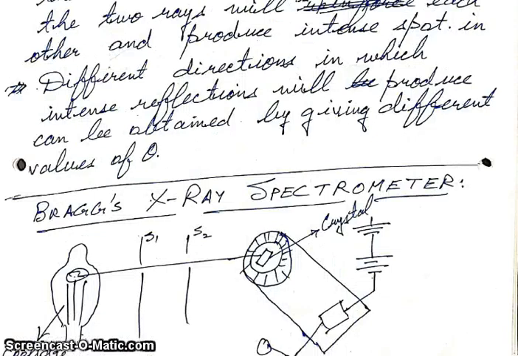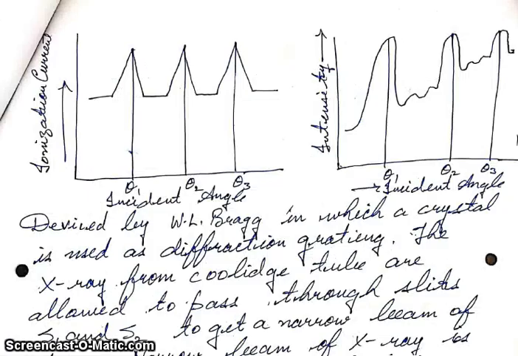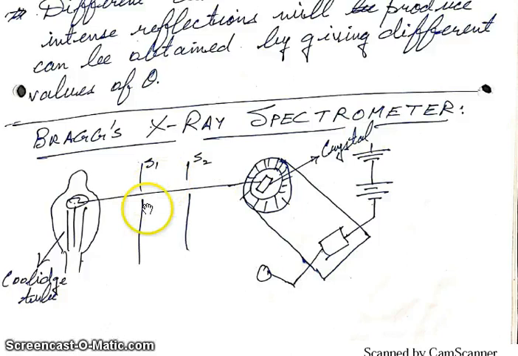Now we will continue with Bragg's X-ray spectrometer. Again we consider a Coolidge tube where X-rays are produced. These X-rays are passed through fine slits S1 and S2. Then this strikes the crystal, which is placed on a turntable, and the turntable is connected to a battery and a meter. It is devised by W.H. Bragg. We will continue with this in the next lecture.